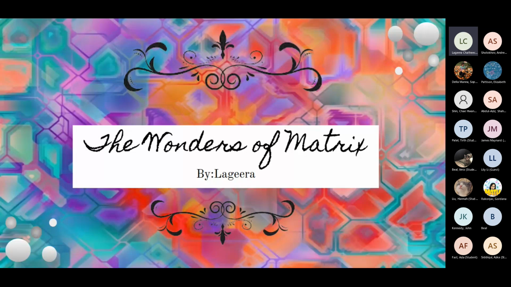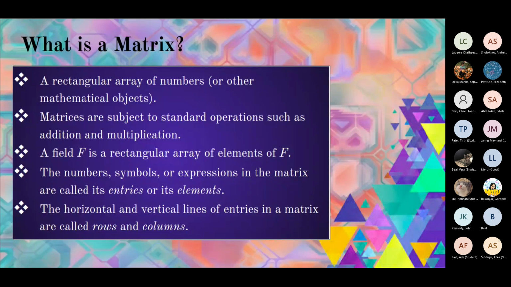Hi everyone, welcome to my presentation on the wonders of the matrix. So, what is a matrix? In mathematics, a matrix is a rectangular array or table of numbers, symbols, or expressions arranged in rows and columns, which is used to represent a mathematical object or a property of such an object. Matrices are subject to standard operations such as addition and multiplication.